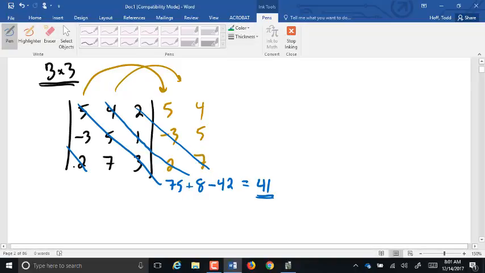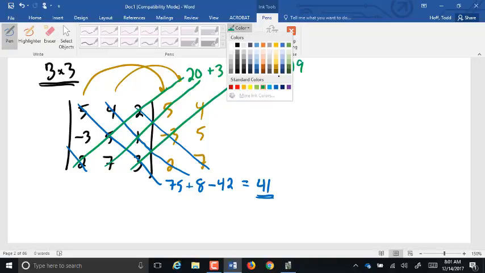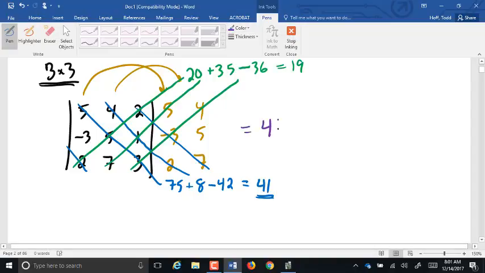So then I do up. 2 times 5 times 2 is 20. 7 times 1 times 5, 35. 3 times negative 3 times 4, negative 36, right? That adds up to 19. So my determinant is 41 minus 19. 22 is the determinant of that. Does that make sense?